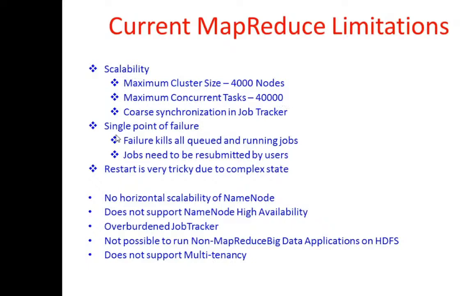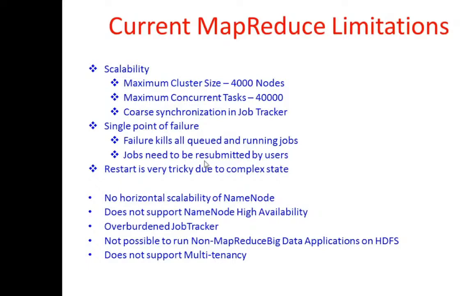Okay, and then the second challenge was it was a single point of failure, which means if job tracker is down, you cannot do anything. It's like almost everything is gone. Okay, and then there was no scalability. Name node, there was no high availability for the name node, overburdened job tracker.